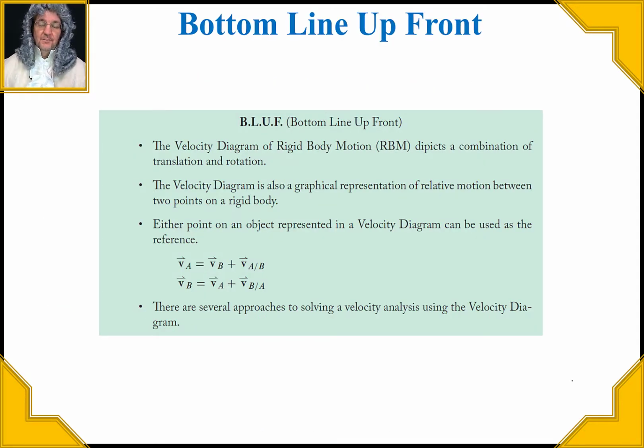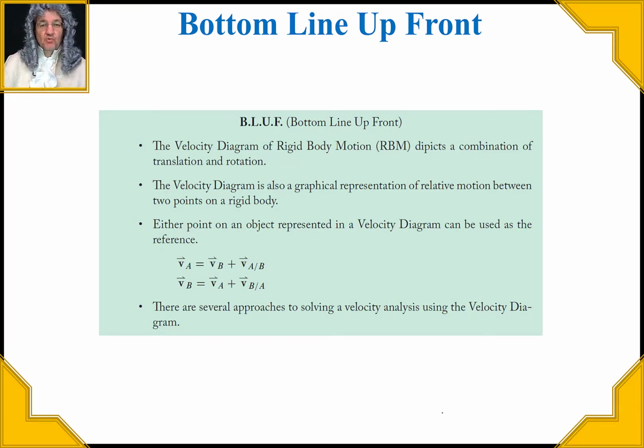We'll start with the bottom line up front. The main thing that we want to focus on is to create this diagram we'll call the velocity diagram to analyze the rigid body motion, to depict this combination of translation and rotation of objects. The velocity diagram is like this graphical representation that shows that we have relative motion between 2 points on an object. And we could use either of the 2 points as like this reference point that is the translation part. And then once we use that reference for the translation, we'll pick that point and we'll rotate about it, right?